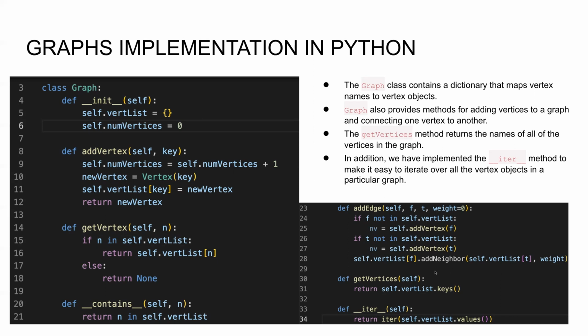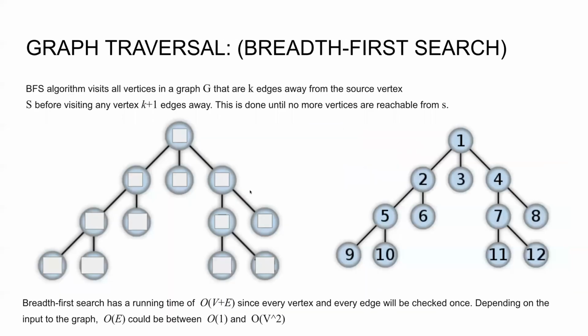If it goes two ways, then you have to add that T's neighbor is F. This is directed, and if it's undirected, then you have to add twice. And you can get vertices by keys, and the values are the weights. All right, so that's the graph implementation in Python. So keep that in mind.